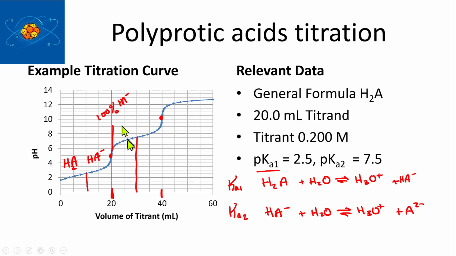Now, when you're doing the titration, if you continue on, you'll get a second equivalence point. Now, before the second midpoint, you have HA minus, and then you go to A2 minus. But right here, this is half and half HA minus and A2 minus, and then here it's all A2 minus. And this pH here, just like it was in weak acids, is determined by the titrant.